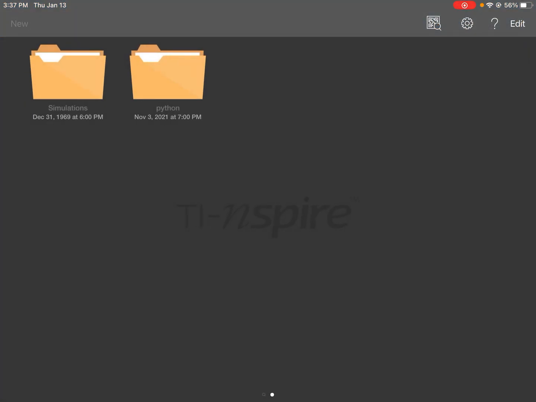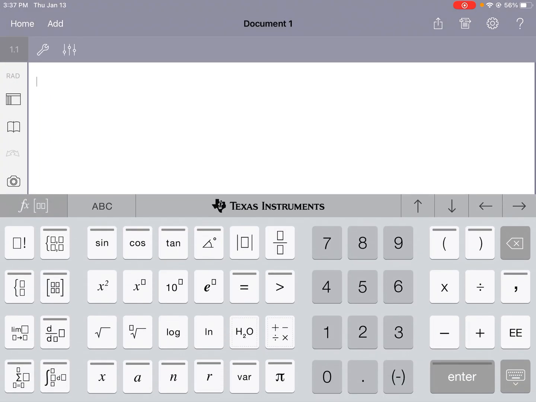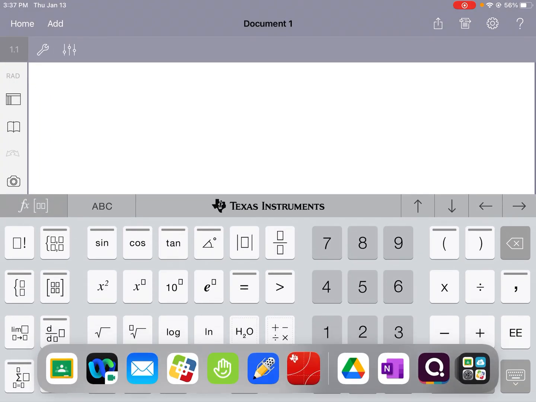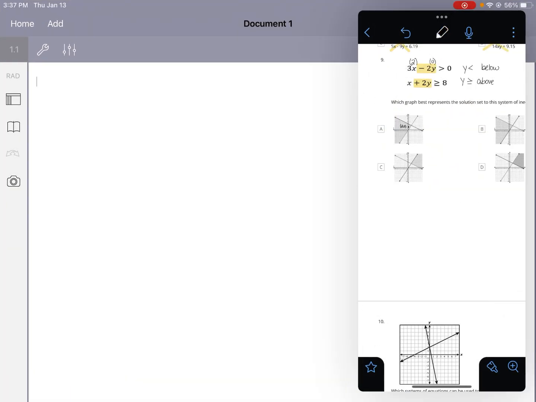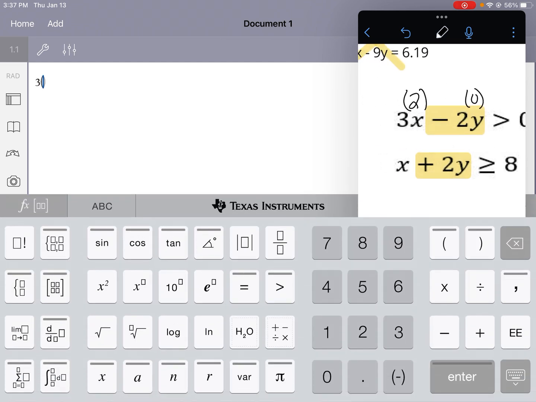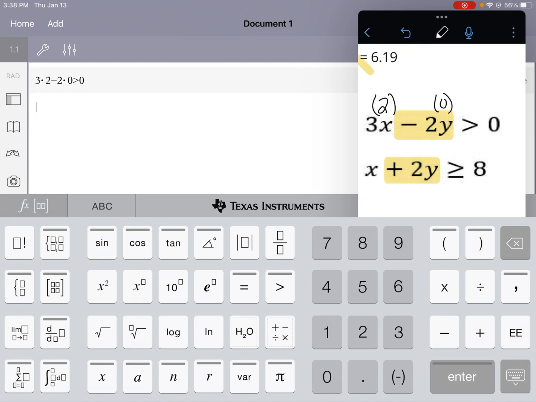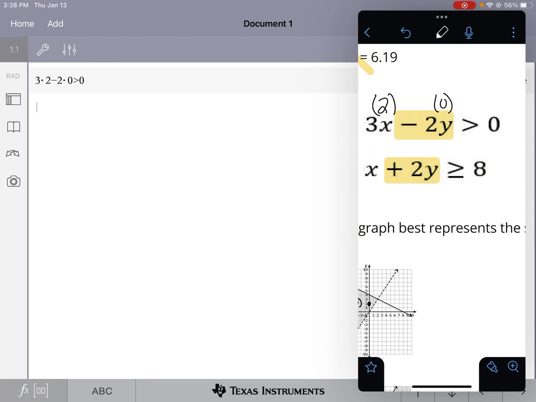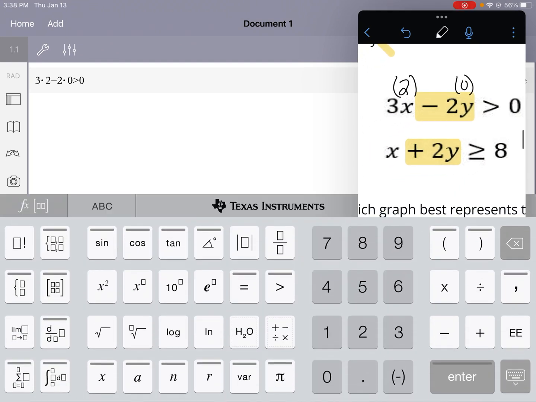I'm going to go to a new calculator screen, and I'm going to put my notes on top. Oops, that's the wrong app. There we go. Okay, so if I plug in 2 for x, I get 3 times 2 minus 2y, which is 0, is greater than 0. So I plug that in, I get true. Okay, so it works out for that one.